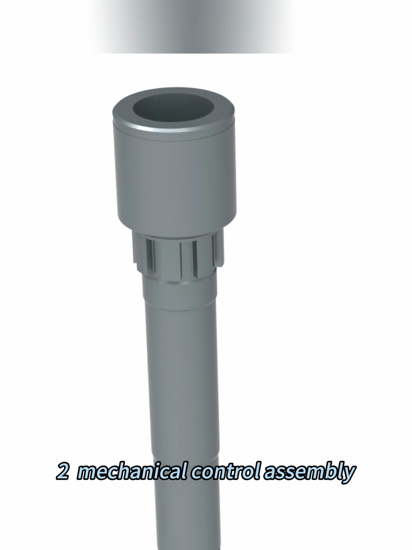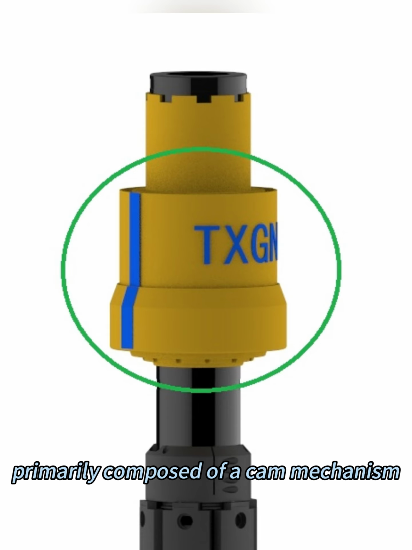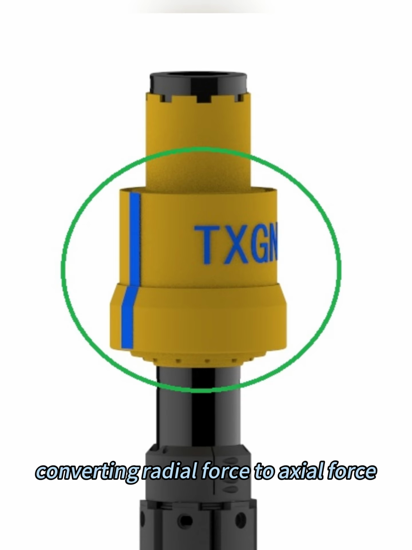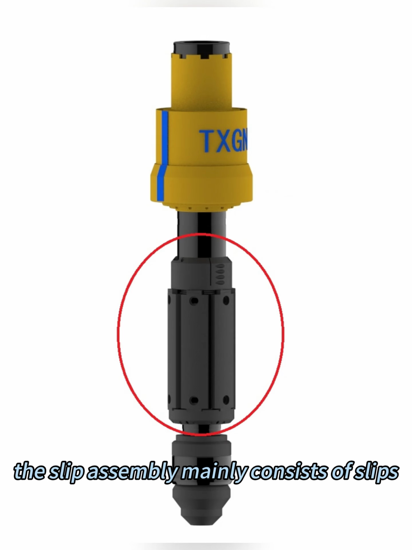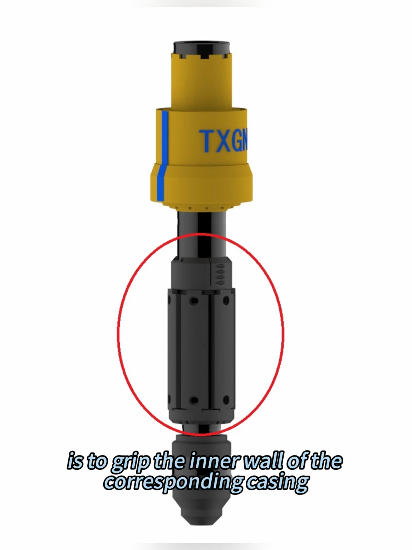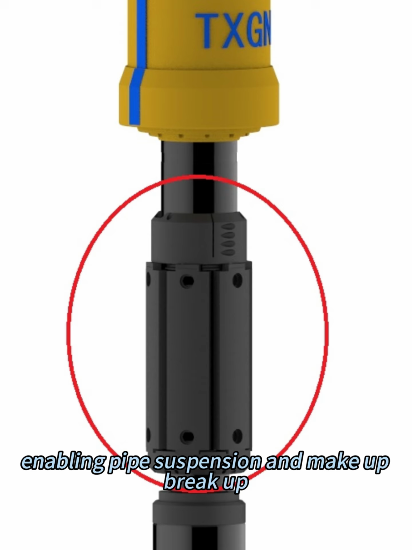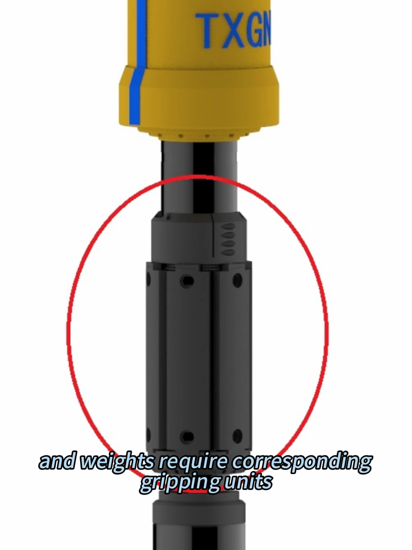2. Mechanical control assembly. The mechanical control assembly is the core of the device, primarily composed of a cam mechanism. Its functions include locking, unlocking the device, force conversion converting radial force to axial force, and transmitting torque. 3. Slip assembly. The slip assembly mainly consists of slips and slip retainers. Its primary function is to grip the inner wall of the corresponding casing, enabling pipe suspension and makeup breakup. Different casing sizes and weights require corresponding gripping units.